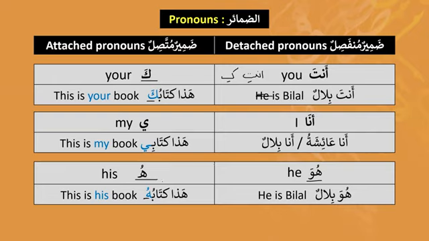And for huwa, the attached pronoun is hu. For example, we say huwa Bilalun, he is Bilal. Hada kitabuhu, this is his book. So ka, ki, ya, and hu.